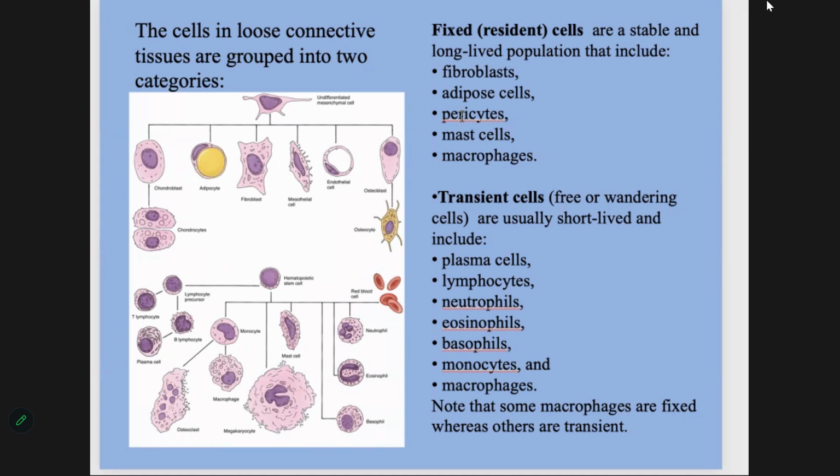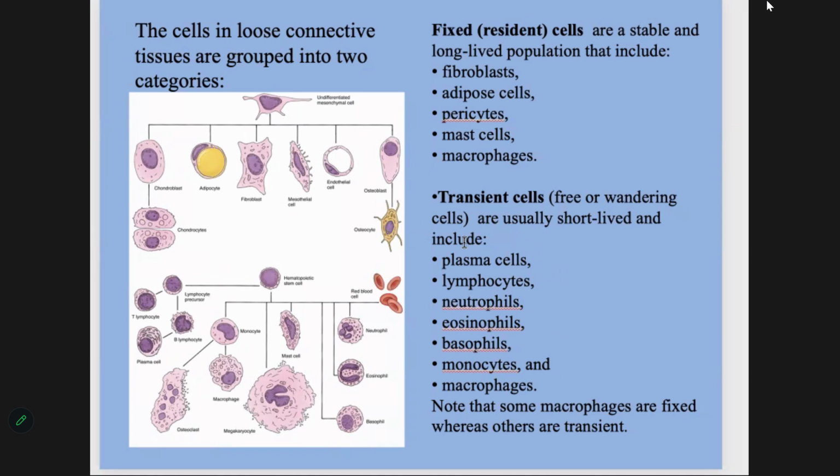Second main group of cells of loose fibrous connective tissue are the transient cells. Transient cells migrate to the loose connective tissues from the bloodstream, sometimes if it is necessary, and perform their functions in the connective tissues. So these cells are usually short-lived and represented by different types of mostly leukocytes.